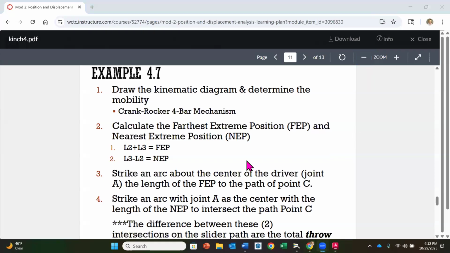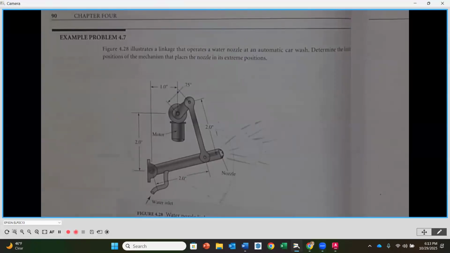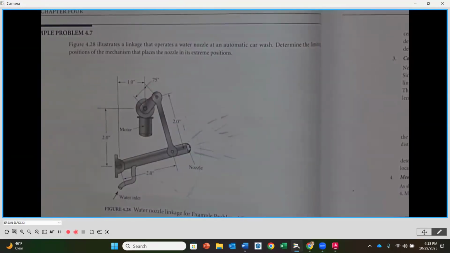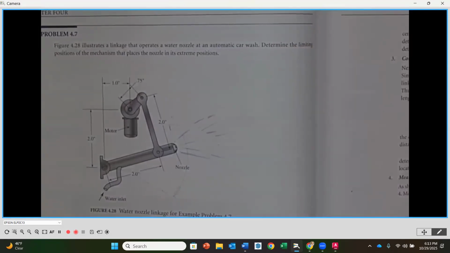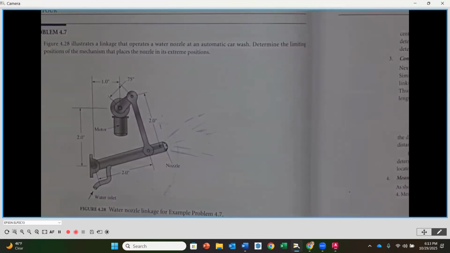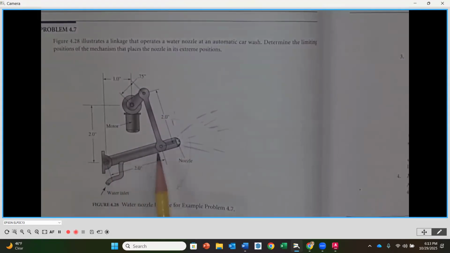Okay, so now we're ready to move to our next example. Our next example is going to be 4-7, which is found on page 90. As we look at that example, you're going to notice here is the mechanism that we're going to be looking at. This is actually a linkage for a water nozzle in an automatic car wash, okay? So we want to determine the limiting position of the nozzle that is here.